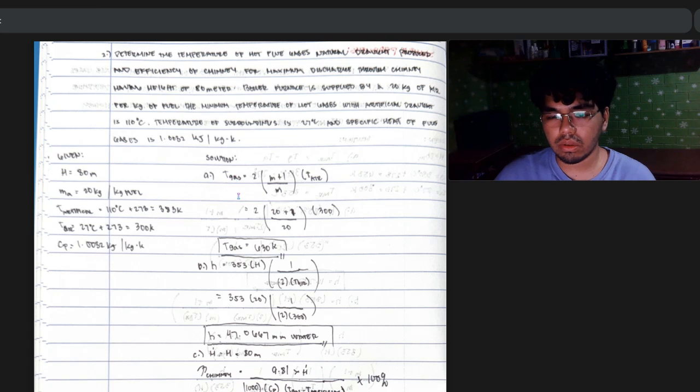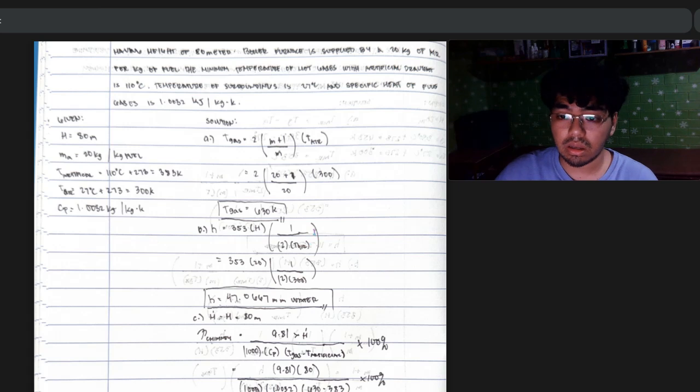So for the solution, we will use T gas is equal to 2 times M plus 1 over M times T air. Now we substitute: 2 times 20 plus 1 over 20 times 300. So our temperature of gas is equivalent to 630 Kelvin. So that's very simple.